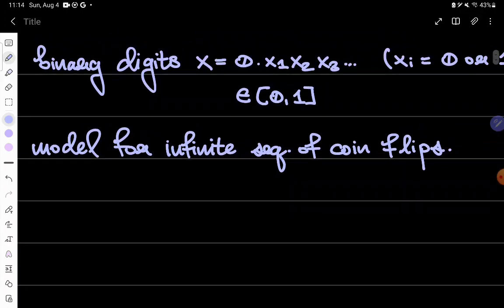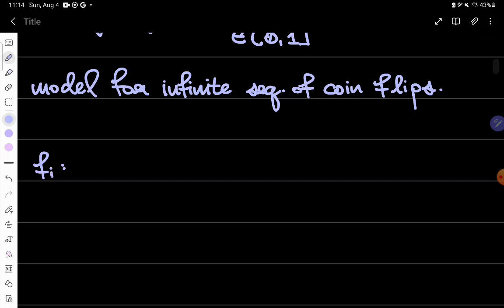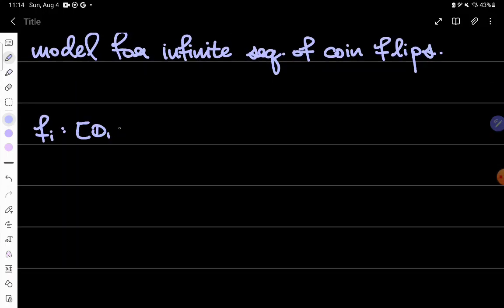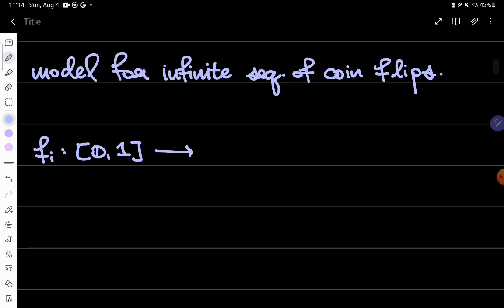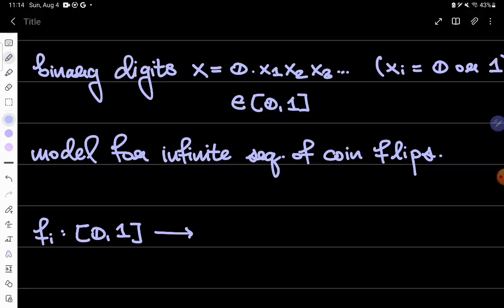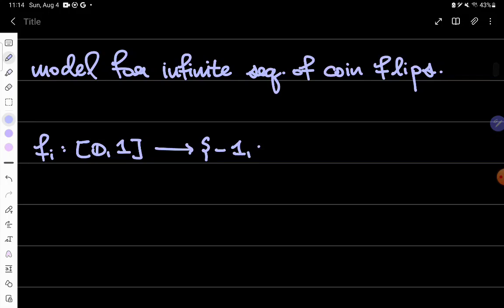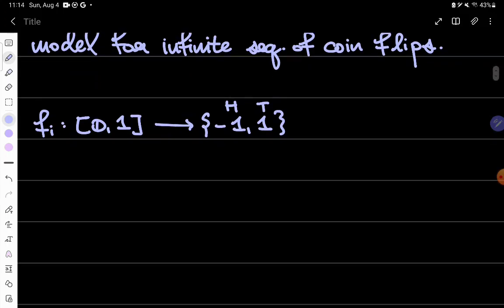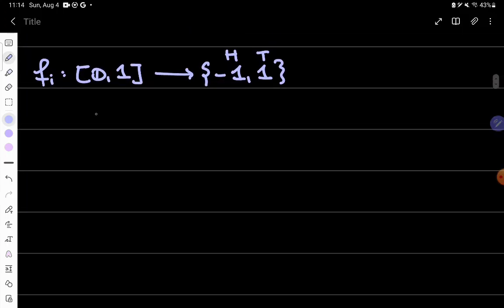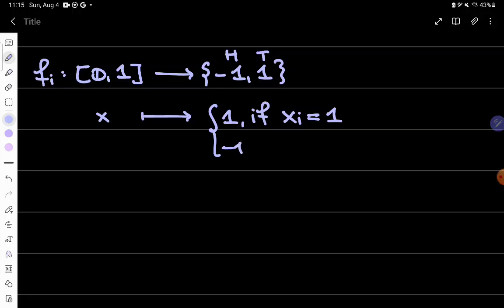Now let's define these functions f sub i from [0,1], where we're thinking of elements in the domain by their binary representations as above. And it's going to map to the two-element set {-1, 1}. And this is meant to be a heads or tails space, basically. So let's, without loss of generality, let this be heads, let this be tails. Okay, and we're going to say that it sends x to 1 if xi is equal to 1, and it sends it to -1 if xi is equal to 0.